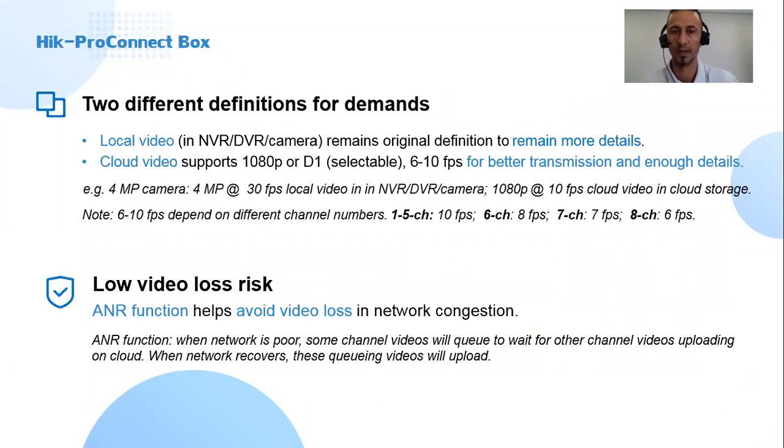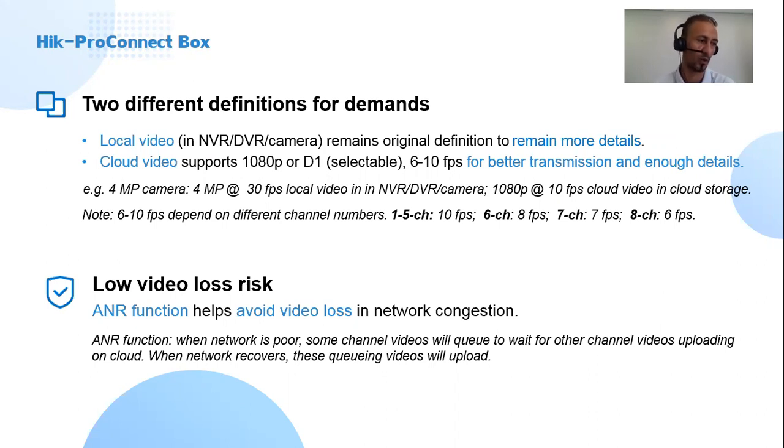So this is just going through the actual device itself. These are two different definitions for demands, meaning that you can have cameras added to an NVR or DVR, or you can have individual cameras added to the physical device itself. Also I mentioned it's a cloud video that supports 1080p or D1, depending, at 6 to 10 frames per second. Or you can have, for example, 4 megapixel cameras at 30 frames per second, and then you need to break them down to 1 or 2 1080p's, depending on the number of devices you have. Then we also have the low video loss risk, which is your ANR.